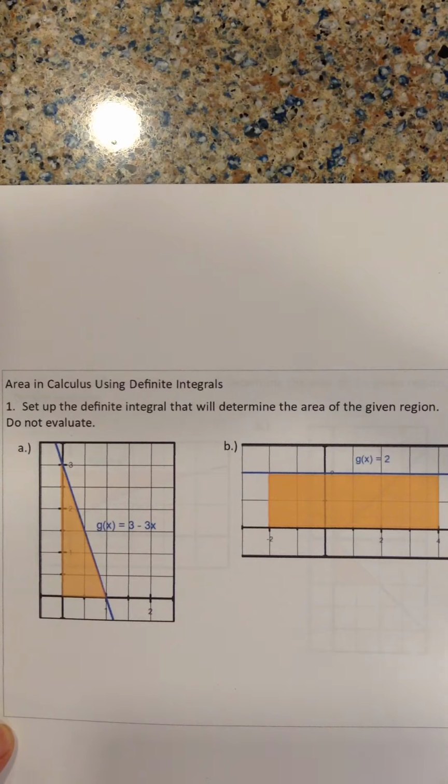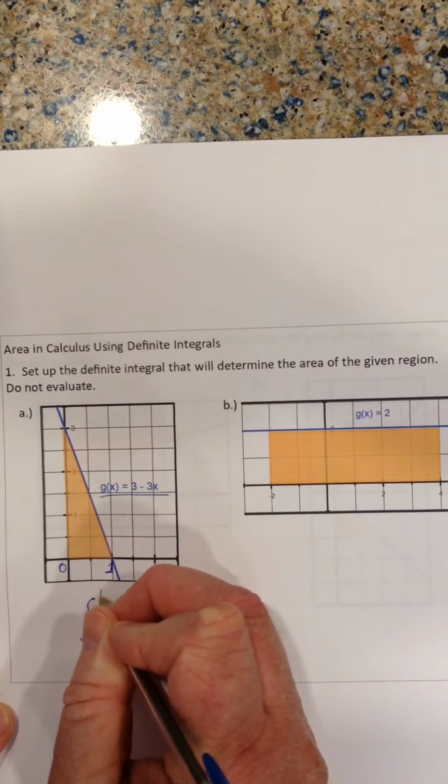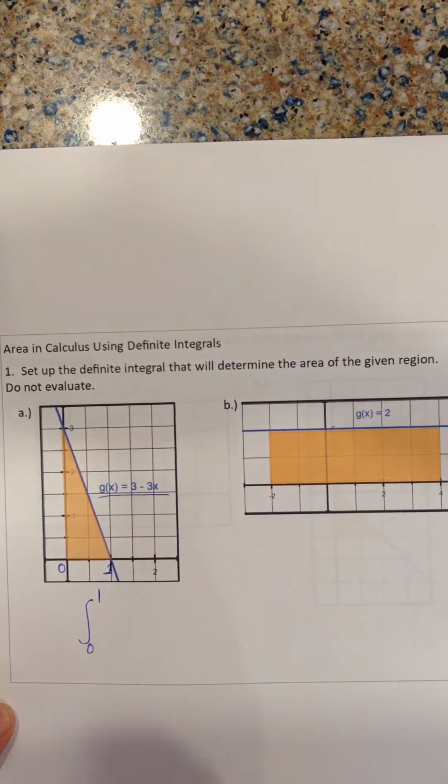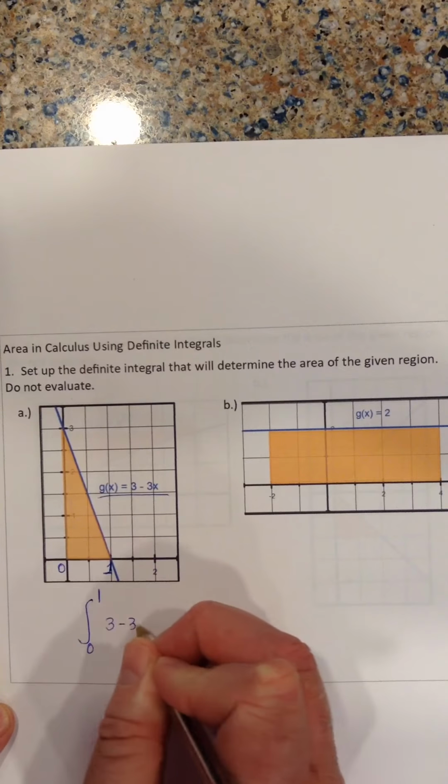Right? And an integral, which uses that S symbol, is used to determine the area between the curve and, in this case, the x-axis. Well, you can tell here, you got to pay attention to the labels, it goes from 0 to 1. So I'm going to set my integral from 0 to 1. And that's of the function 3 minus 3x.